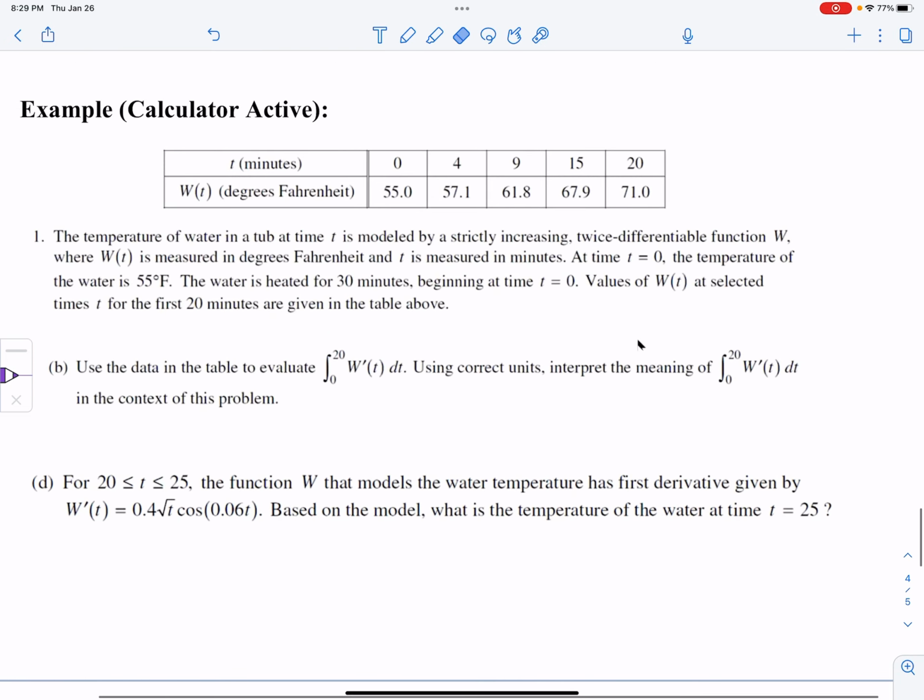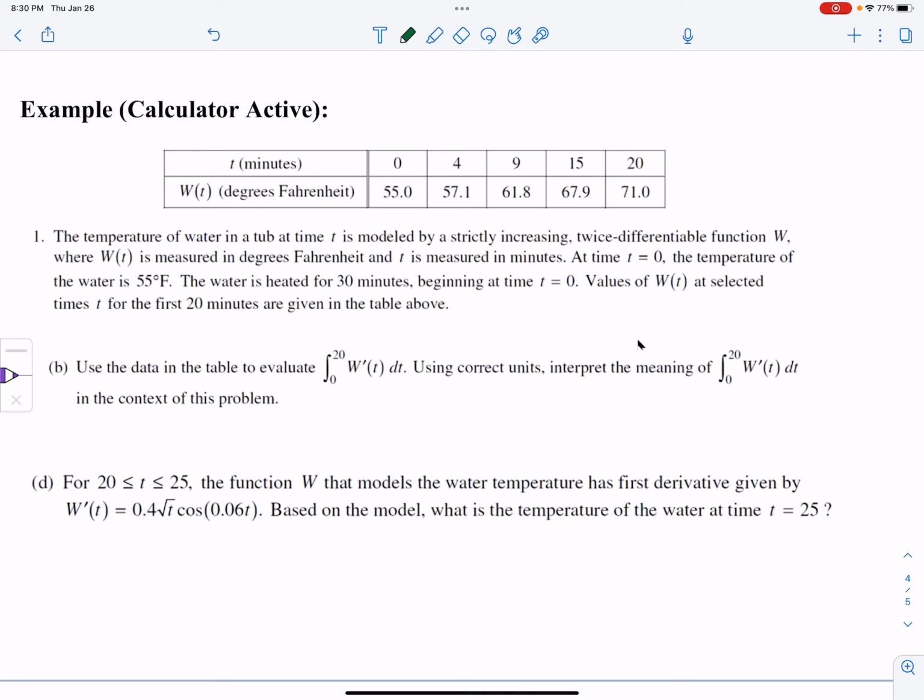Okay, so this is a past FRQ that we're going to take a look at. It is calculator active, so I have my calculator handy, and we're going to work through it. So it looks like we are given a table here.